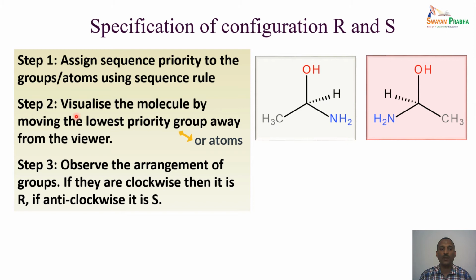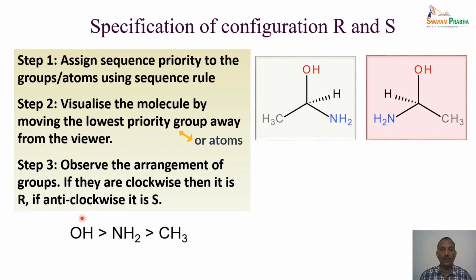In the second step, we have to visualize the molecule by moving the lowest priority group away from the viewer. Here hydrogen is the lowest priority group, so it is already kept away from the viewer. And step 3, observe the arrangement of groups. If they are clockwise, then it is R. If it is anti-clockwise, it is S. We will see now what this actually refers to.